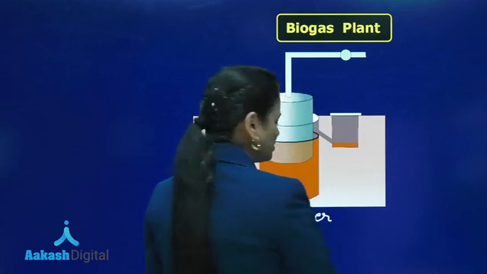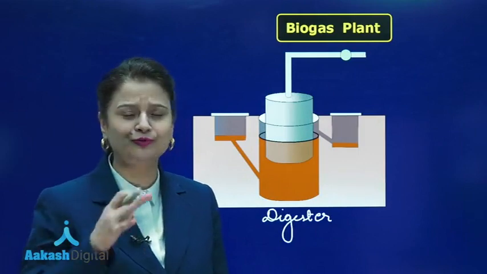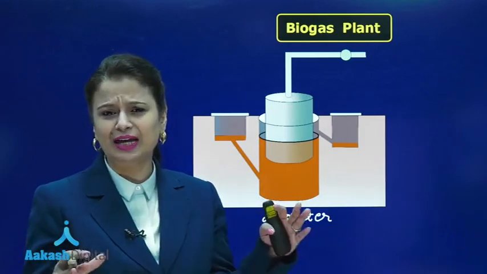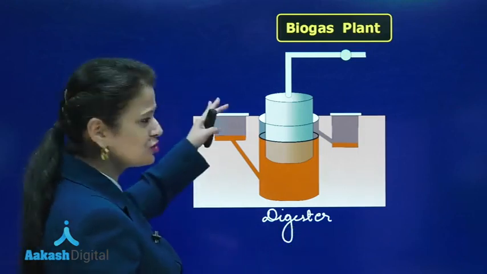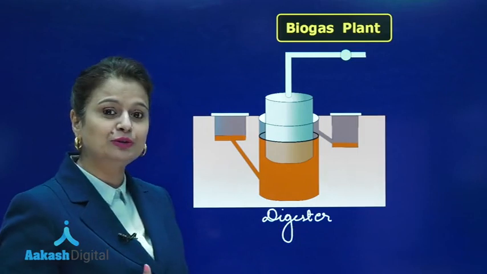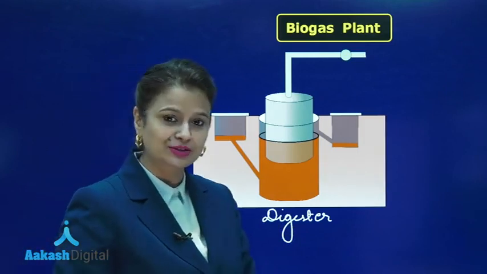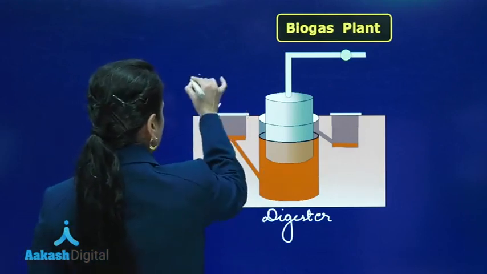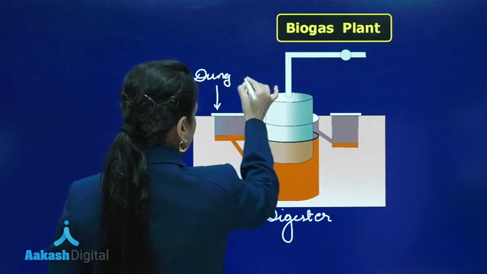Now in this digester you will accumulate bio waste, crop residue, forest residue, human waste and even aquatic weeds. They can be used for production of biogas. This is the charge pit. In the charge pit you are going to add a slurry of dung, and this slurry must contain 90% of water. So it has dung and water.